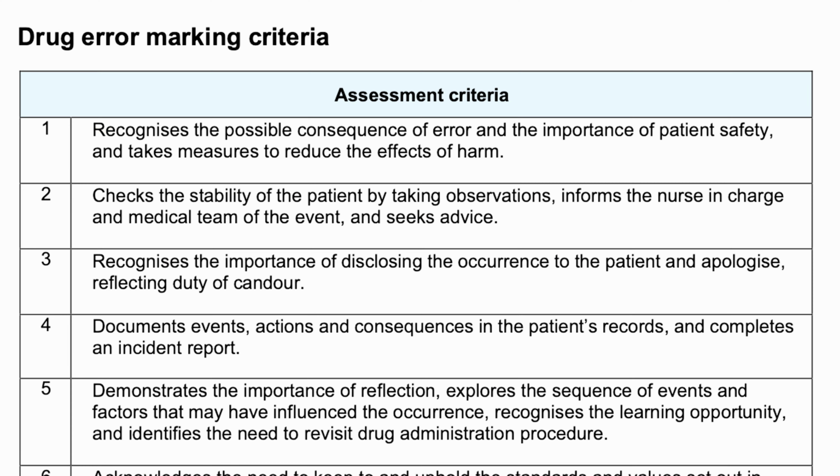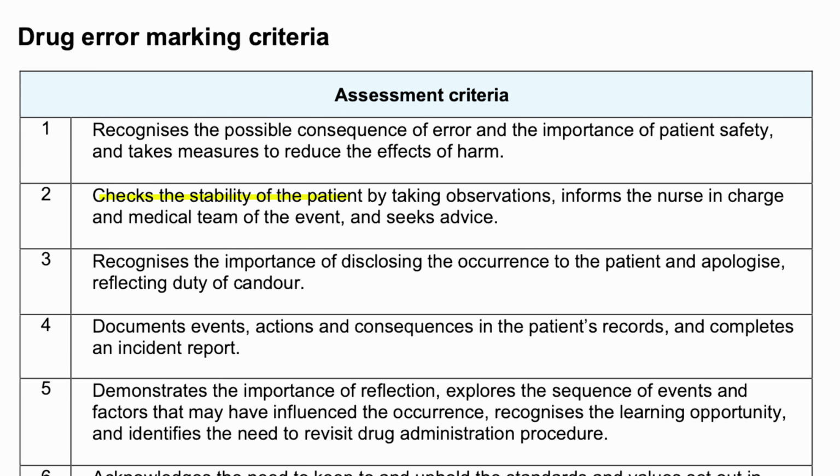The first point says recognizes the possible consequences of error and the importance of patient safety and takes measures to reduce the effects of harm. What you need to know is that Sam has made an error and that the effect of it is going to kill the patient. You recognize the consequences of this error and what it's going to do to patient safety. You take the measures to reduce the risk. So quickly, you need to ensure something is done to the patient to reduce that risk, maybe giving some glucose, dextrose, or something to help elevate the patient's sugar. Checks the stability of the patient by taking observations, informs the nurse in charge and medical team of the event, and seeks advice. So you need to check the observations of the patient.